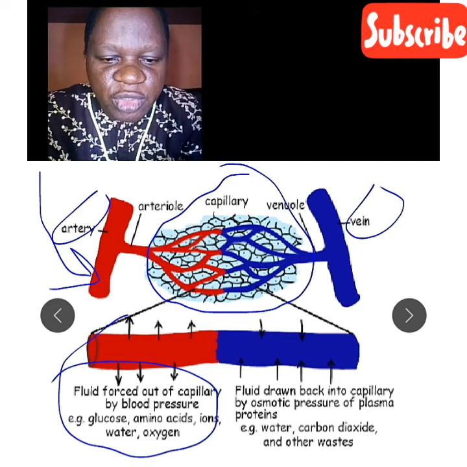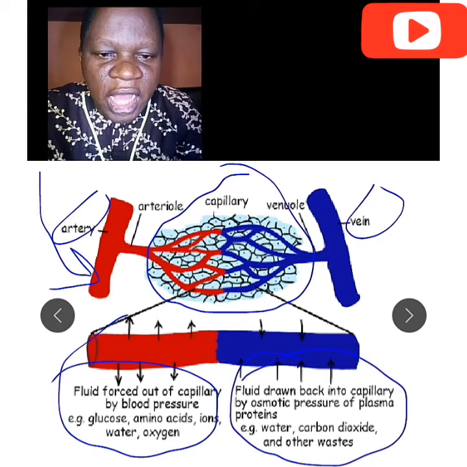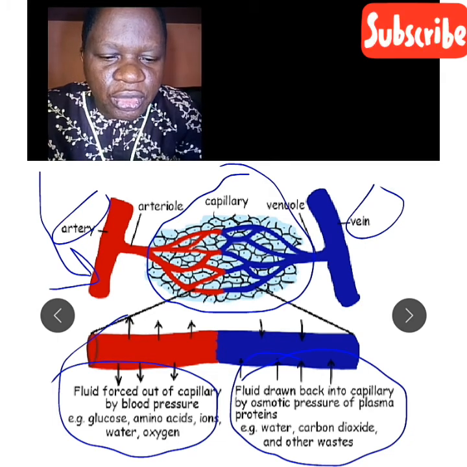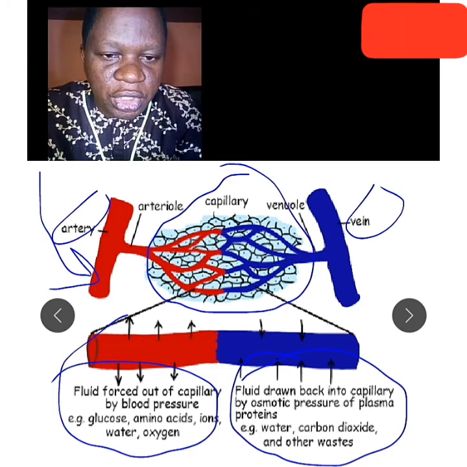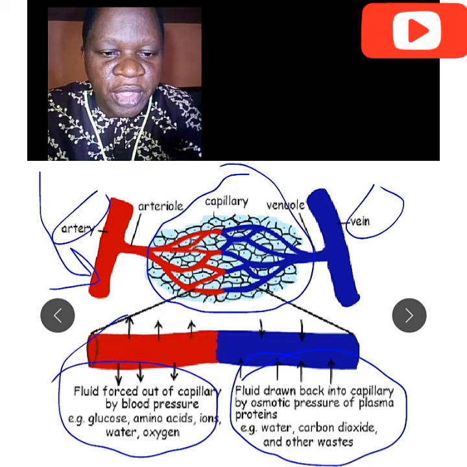And then the waste products like carbon dioxide and urea and other waste products are now going back into the vessels so that they can be returned to the heart for oxygenation and to the places where they need to be excreted.